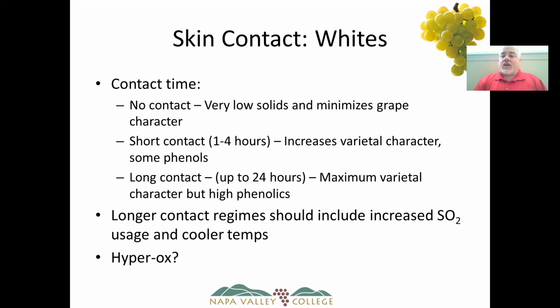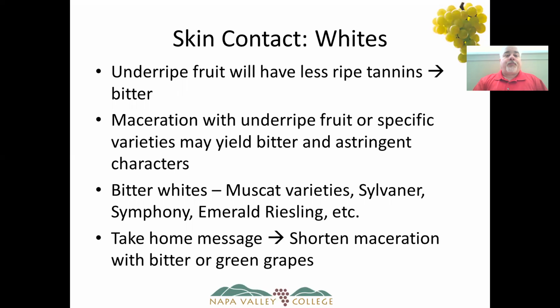There's also hyperox. We talked about polymerizing the phenolics. So again, I'm not going to go into the detail there, but you can deal with the phenolics in different ways. Underripe fruit will have less ripe tannins, which give you a bitter flavor. So if you've ever eaten underripe grapes, you know that underripe grapes are very bitter, and that's not good. Maceration with underripe fruit or specific varieties may yield bitter and astringent character. So you've got to be very careful with underripe fruit.